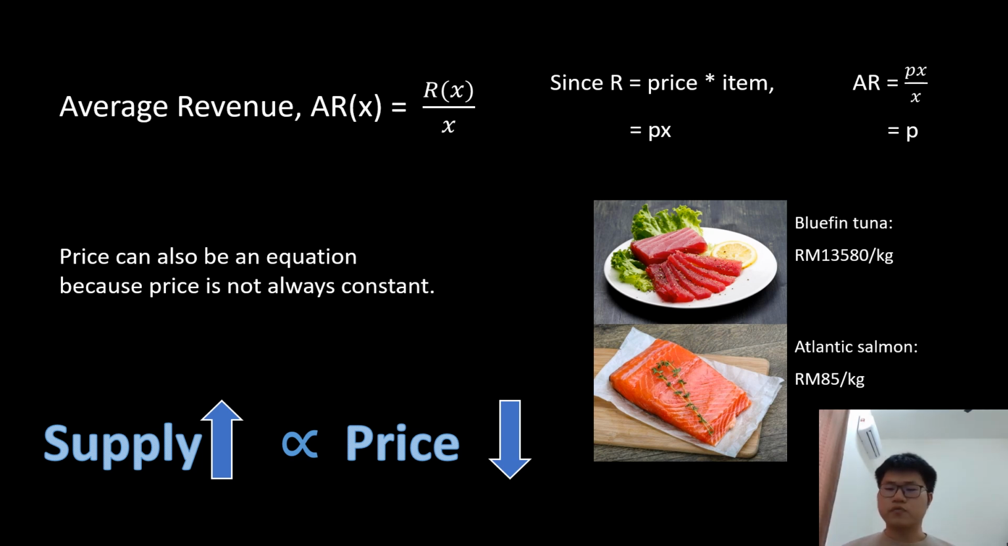In this example, we can see that although both of them are fish, the bluefin tuna is much more expensive than the Atlantic salmon, just because bluefin tuna is very rare in the oceans, so it's hard to find. So the supply decreases, the price increases.